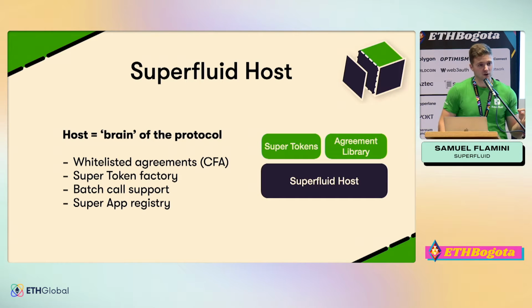Okay, the final thing that's important for understanding how the protocol works is this thing called the Superfluid host. The Superfluid host brings this all together. It's like the brain of the protocol, right? It's made up of some whitelisted agreements. Again, the main one is that constant flow agreement, which defines how balances can be changed using that constant flow formula. It also is something you call when you deploy a super token. It supports something called batch calls, which lets you batch a bunch of Superfluid-related operations into a single transaction, which is kind of helpful. You can do things like open 150 streams in one transaction, other crazy stuff like that.